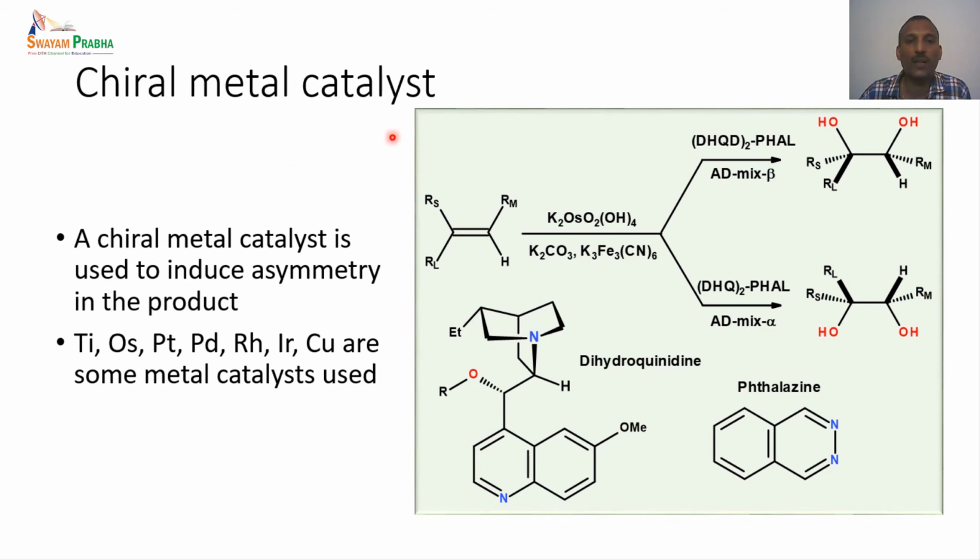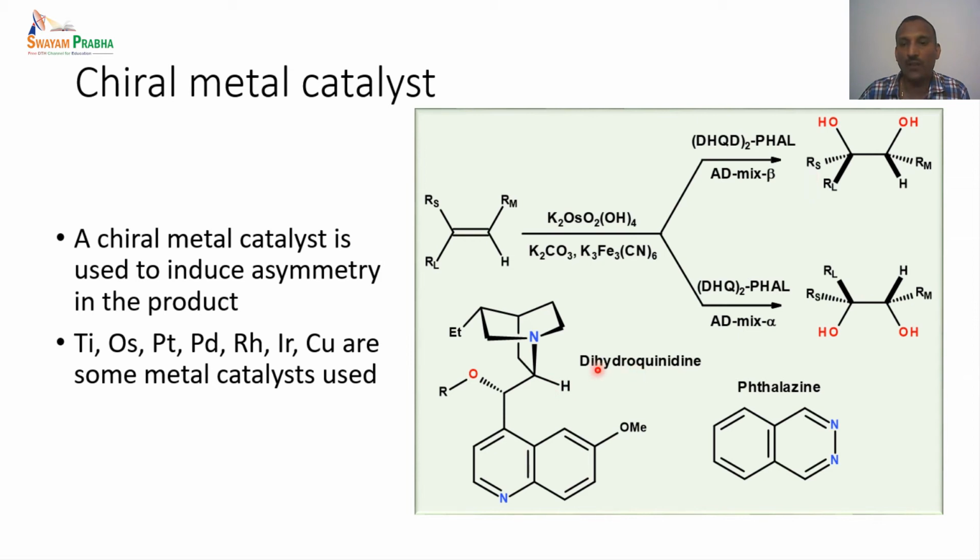The next one is a chiral metal catalyst. The metals are basically used in a very small or catalytic quantity, because in the previous one we had seen stoichiometric quantities of reagents, but metals are generally used in catalytic quantities. The Sharpless epoxidation reaction is one such example. Then the dihydroxylation, this is a dihydroxylation reaction. In this reaction, osmium tetroxide is basically used, which gives the dihydroxylated product.